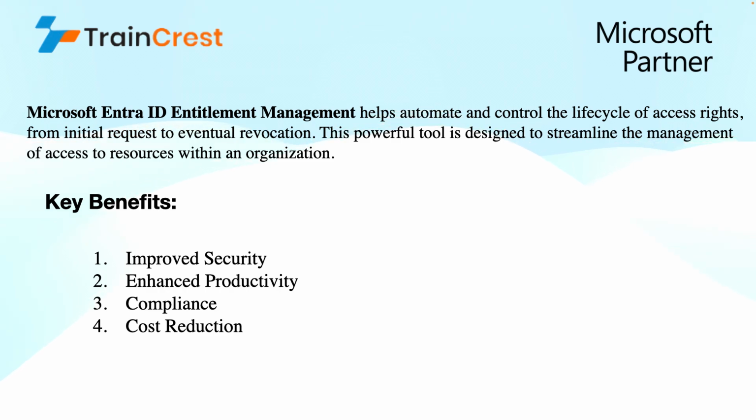Number three is compliance. Entitlement management helps meet regulatory requirements also by ensuring proper access control and auditing. Number four is cost reduction. So streamlined processes and reduced manual interventions can lead to cost savings in your organization.